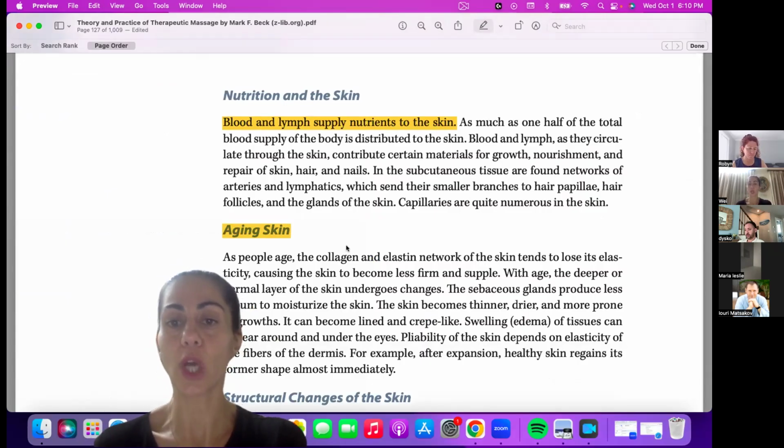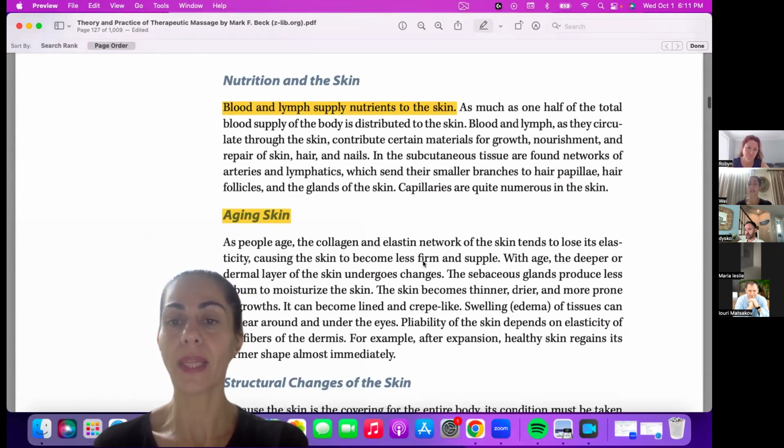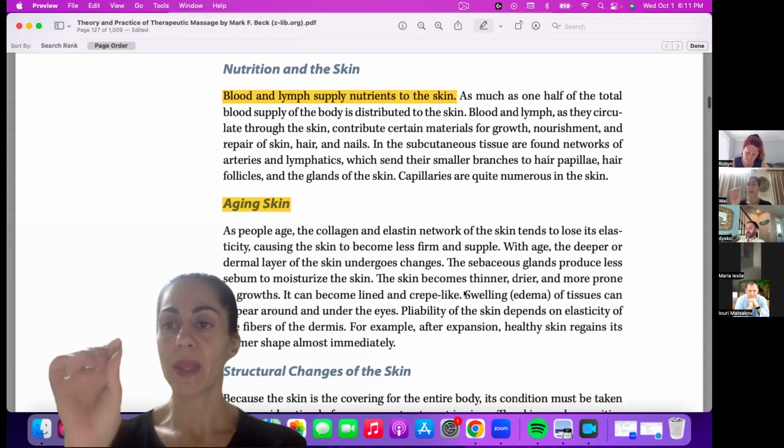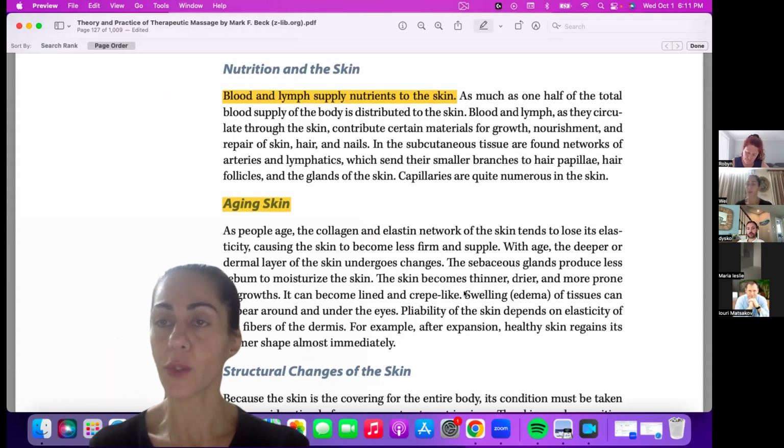How? We lose collagen and elastin, okay? And the skin becomes less firm and less supple. So with aging, the changes happen in the deeper layer of the dermis and the skin. And the sebaceous glands produce less sebum, meaning less moisture, less oils. And the skin becomes thinner and drier because of lack also of blood flow.